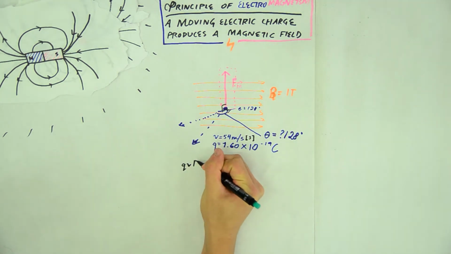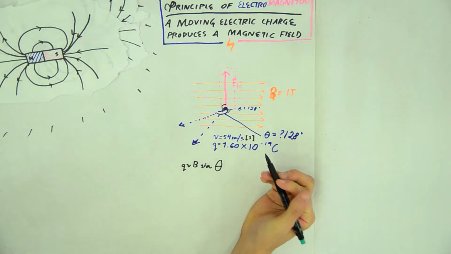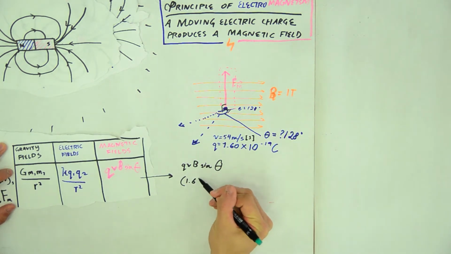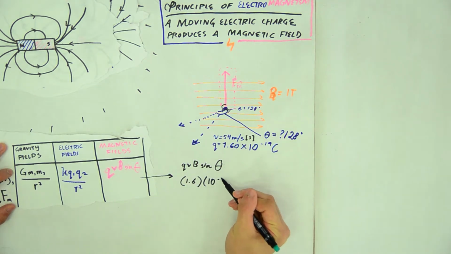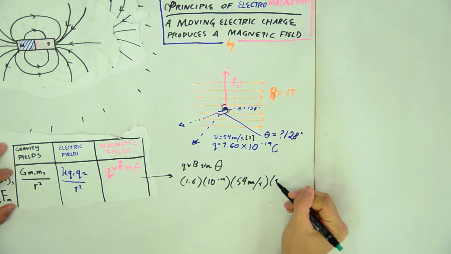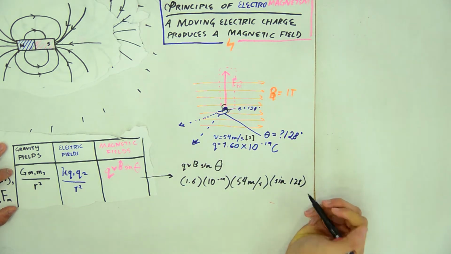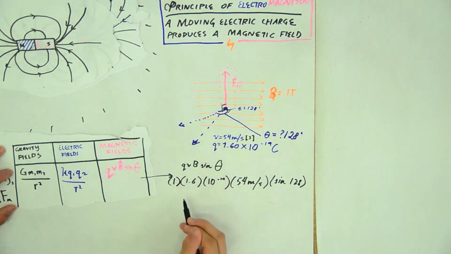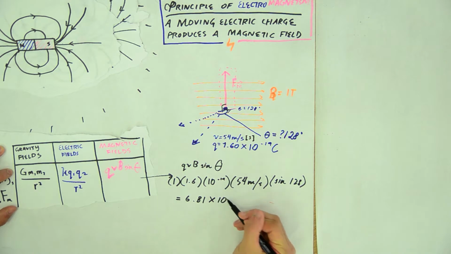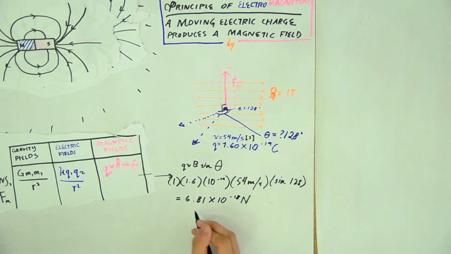To calculate the force of the magnetic field, we simply use the equation that we have established earlier, which is QVB sine theta. Taking the values 1.6 times 10 to the power of negative 14, 54, and sine 128, and multiplying them all together, we get the answer 6.81 times 10 to the power of negative 18 newtons.